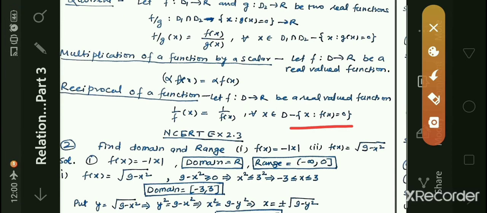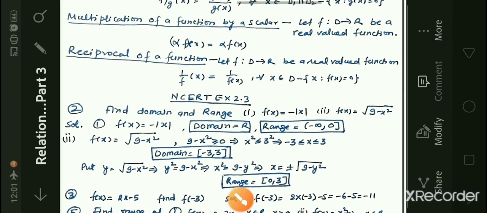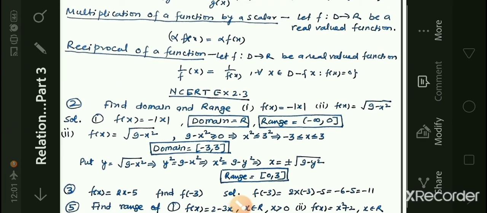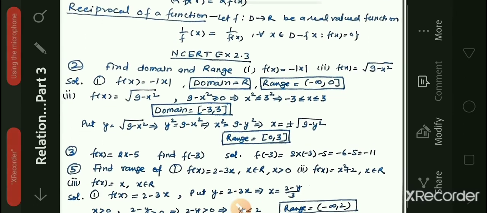Now students, we shall discuss some important questions of your exercise 2.3, as we have already discussed 2.1 and 2.2 in our previous video. So if you want the solutions of questions in 2.1 and 2.2, then kindly visit those videos and watch them fully. Now, exercise 2.3 of the NCERT book.